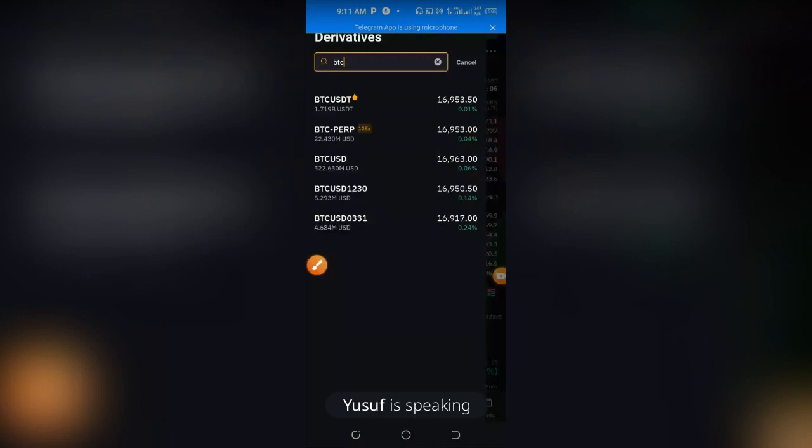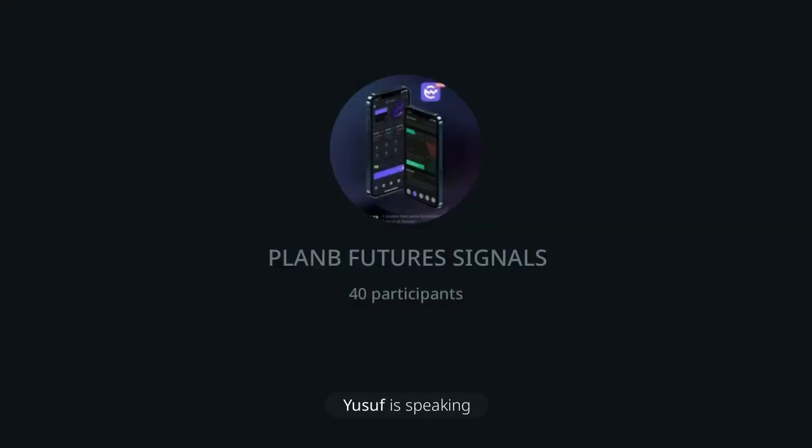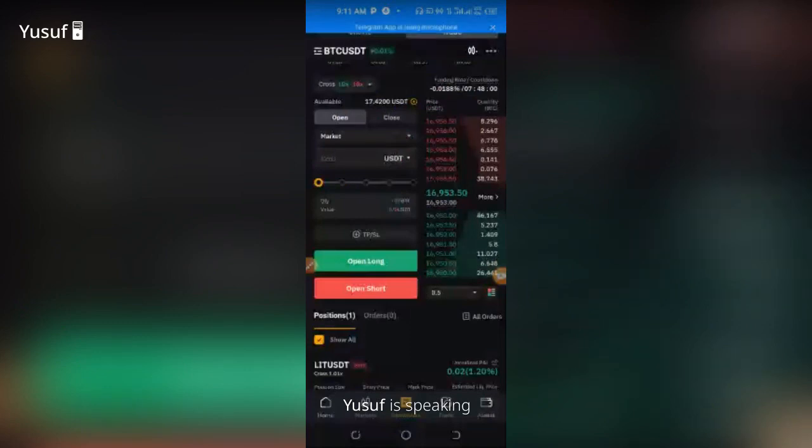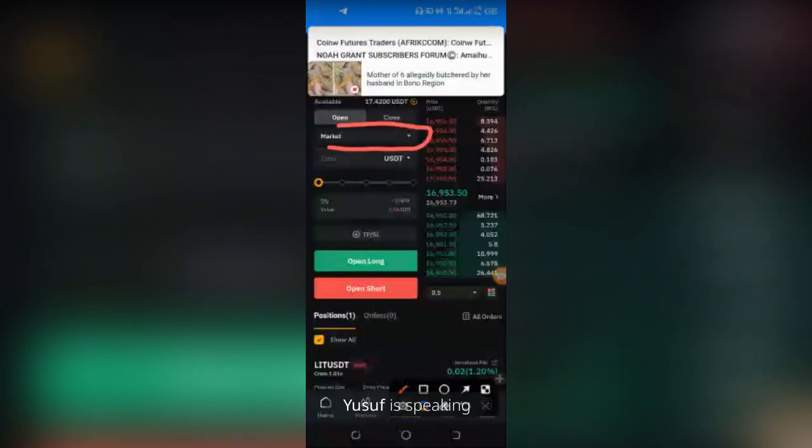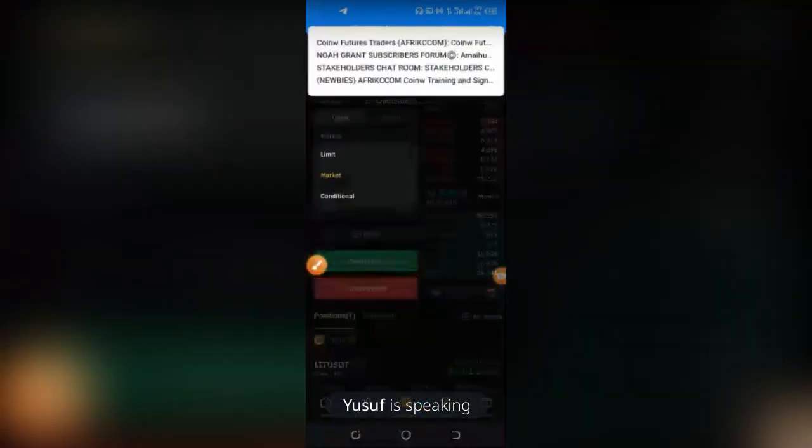BTC USDT, I click on it, but I don't want to buy at 16,953. I now say, okay, I want to enter this trade if the market drops down to 16.5. That's when I want to long. So I'll just come to markets here, then I'll change it to limits. You can see limits.